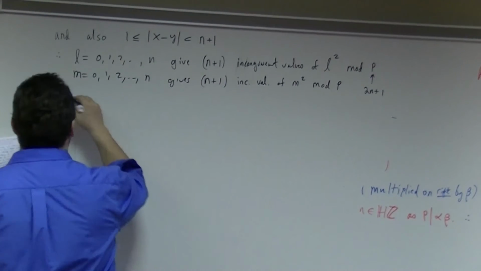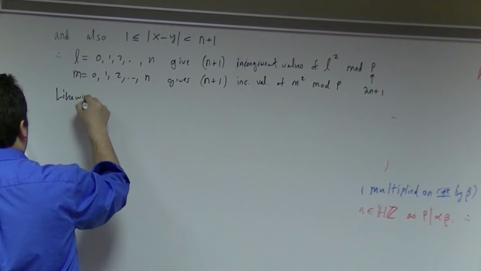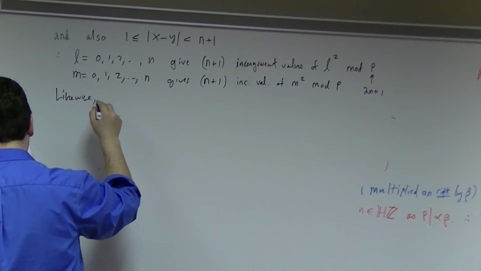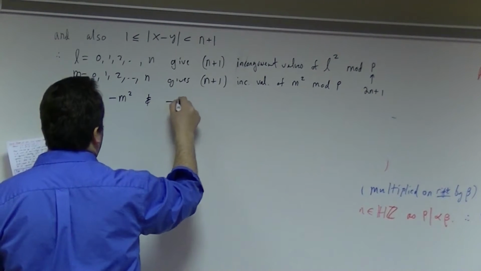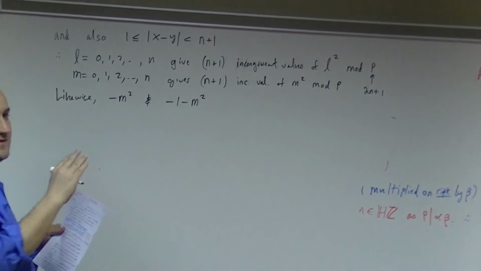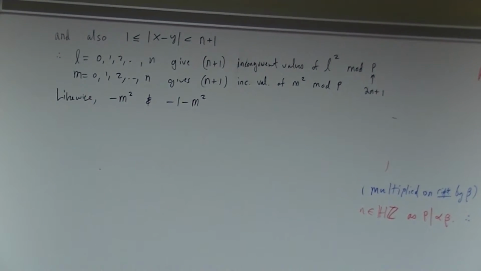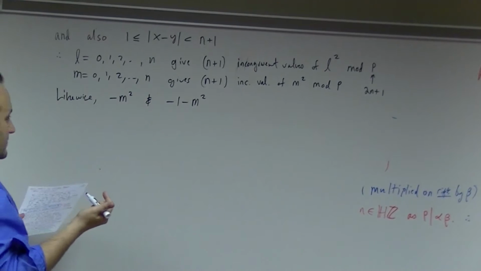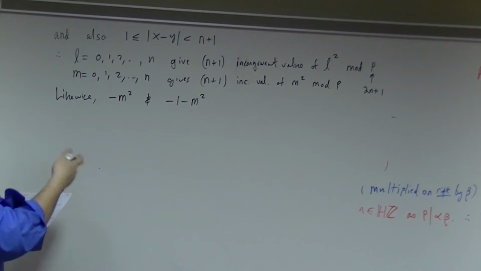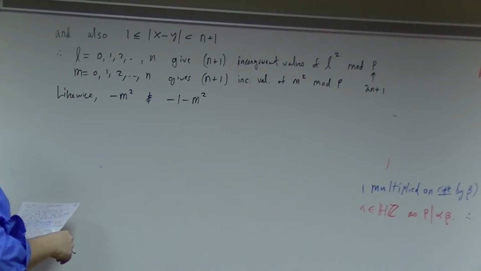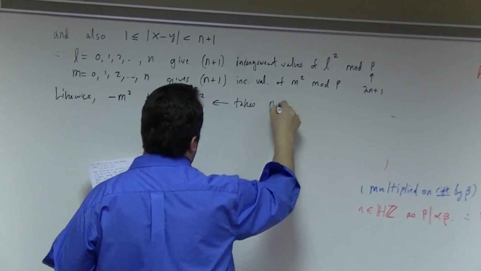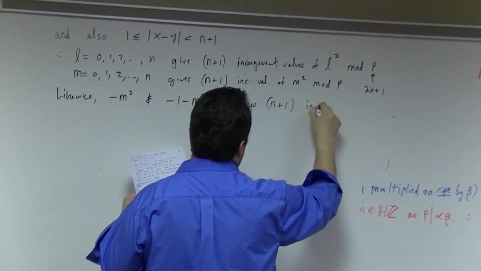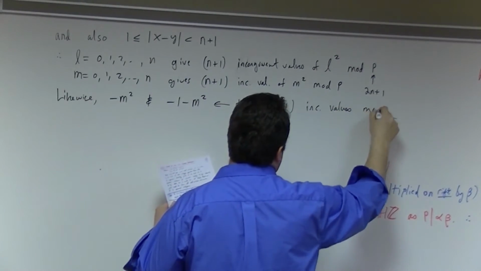So then, likewise, you have n plus 1 incongruent values of minus m squared and minus 1 minus m squared, right? Putting a minus on it doesn't change the fact that they're still incongruent, and shifting by 1 doesn't change the fact that they're incongruent. We know that much about equivalence classes, about modular arithmetic. So this takes n plus 1 incongruent values mod p. All right, great.